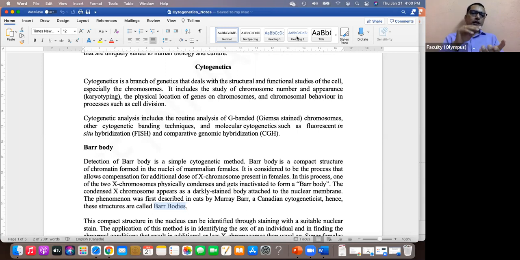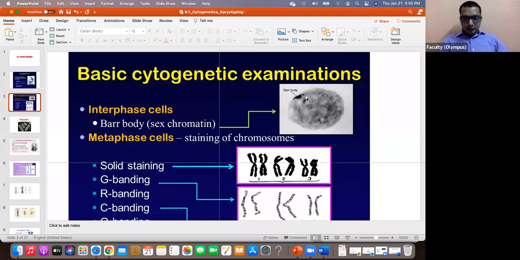If you add a color stain to that, the region that we have seen in the image before attracts more color, takes more color, traps more color. That is how, when we stain, you see this body as a thick body. And one such bar body equals one inactivated X chromosome. One dot means one inactive X chromosome. That way, they can identify where the bar body is by staining.